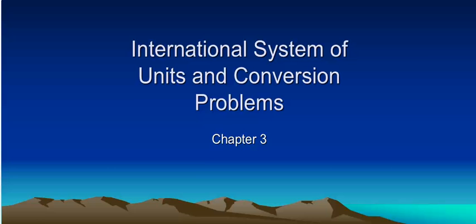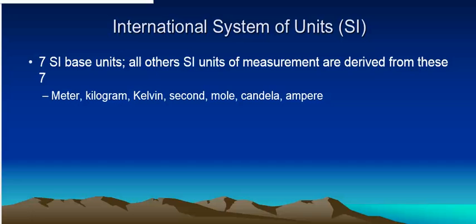The International System of Units is the SI system, and this is what we use in the sciences. And we're also going to look at some conversion problems in this second part of Chapter 3. First of all, the SI system has 7 base units. Everything else is derived from these 7 base units. Now, the first 5 are of specific importance to us.